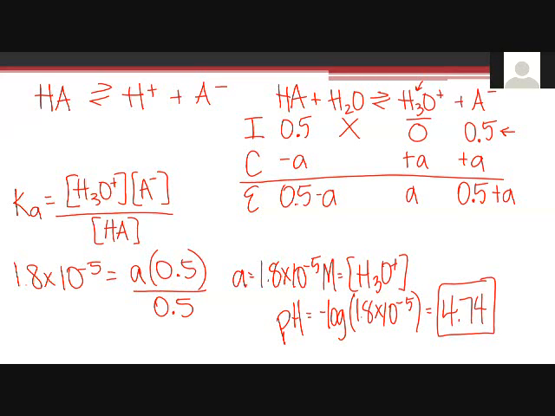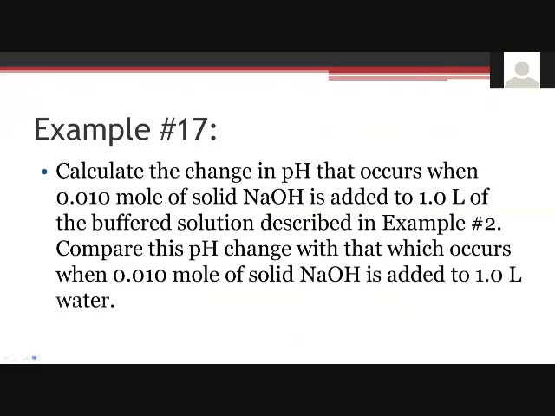So then next, example 17. Okay, so in example 17, we want to calculate the pH that occurs when 0.01 moles of solid sodium hydroxide is added to 1 liter of the buffered solution that we just had. It says example 2. That may be wrong, but it's the example that we just had, so that should be changed to 16. I'm sorry. So we want to compare this pH change with the one that occurs when it's added to water.